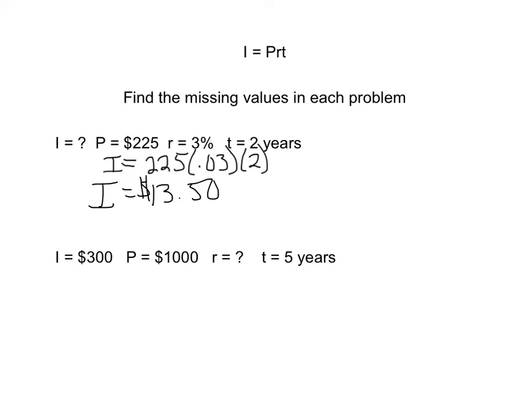Go ahead and pause the video and see if you can figure out the next one on your own. This one's a little bit different because they give us the interest. Here, 300 is equal to our principal, which is 1,000, times our rate, which we don't know, so I'm going to put R, times our 5 years.